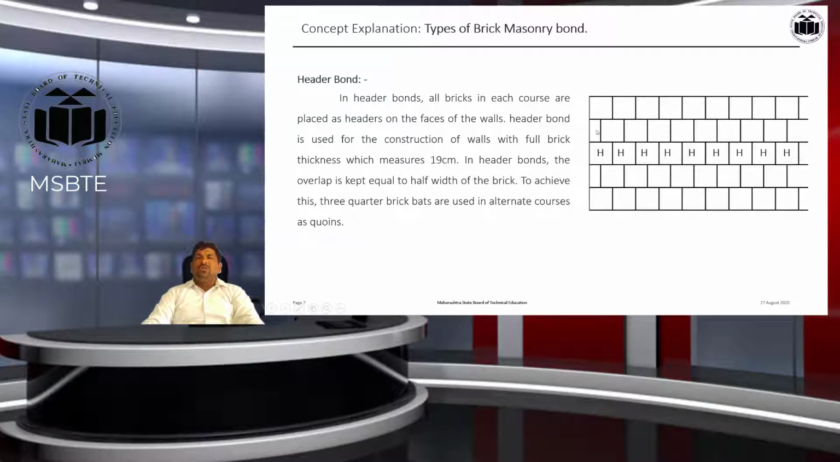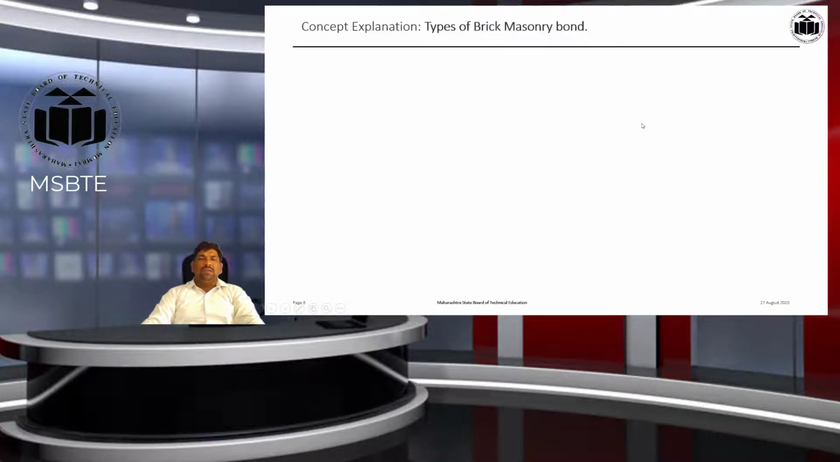So the full brick is kept over here and some places remain, and that's why, as mentioned, to achieve the overlap 3/4 brick bats are used in alternate courses as closers. So these are the 3/4 bricks used over here. Likewise, you can go for the construction of header bonds.